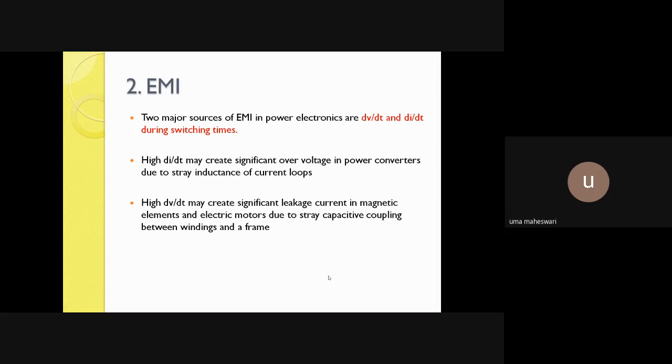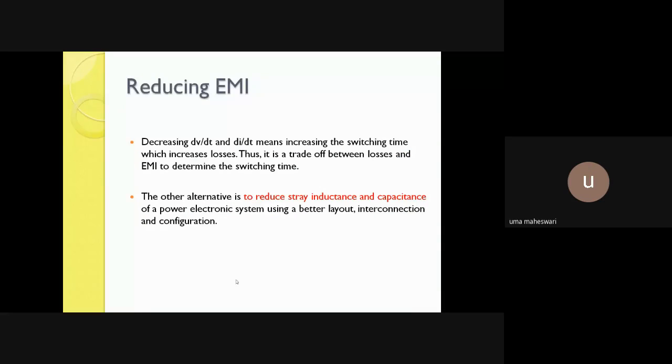So as discussed, there are two main sources of the EMI power: dV/dt and di/dt components during switching times. High di/dt may create overvoltage in the power converters. High dV/dt component creates leakage current in the magnetic elements. So this has to be reduced.